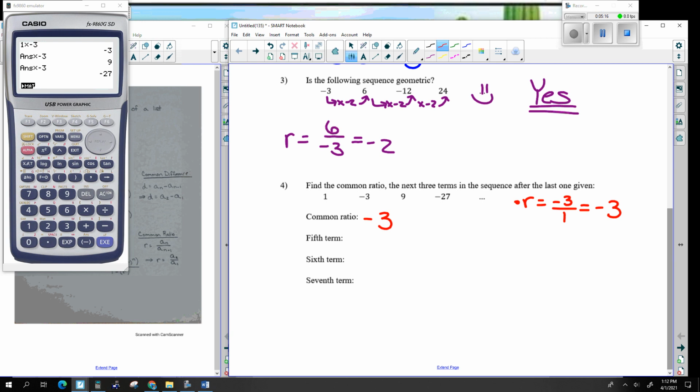So the next term after that, and after that, and after that. You just keep multiplying by negative 3 and you're good to go.